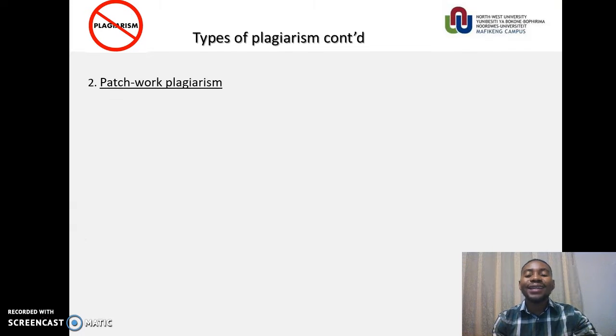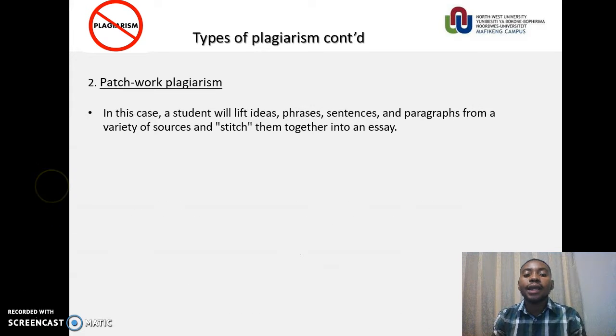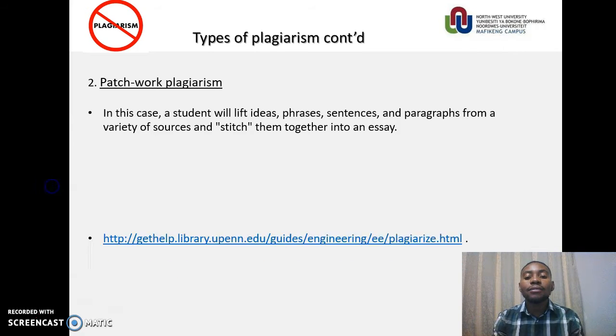Our second type of plagiarism is patchwork plagiarism. Patchwork means one knits together different ideas taken from different sources and makes them seem as if they belong to him or her. What am I saying? I read this article and I read this book, and then I take an idea from this part and this part, then I combine them and submit them as my own work. We call that patchwork plagiarism. Why? I took work from different sources, knitted them together, but did not acknowledge where I took those things from. Here a student will lift ideas, phrases, sentences, and paragraphs from a variety of sources and stitch them together into an essay.